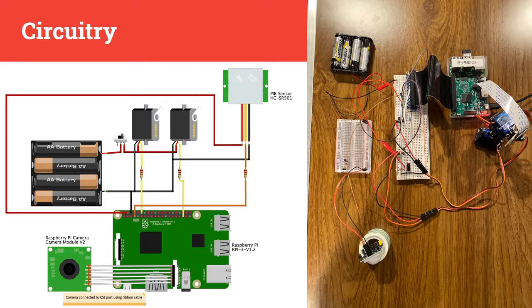This is the circuitry for all the hardware. We have a Raspberry Pi camera module attached to the Pi, two servos and a PIR sensor also attached, and a switch between the power source and the servos to easily turn off the system.